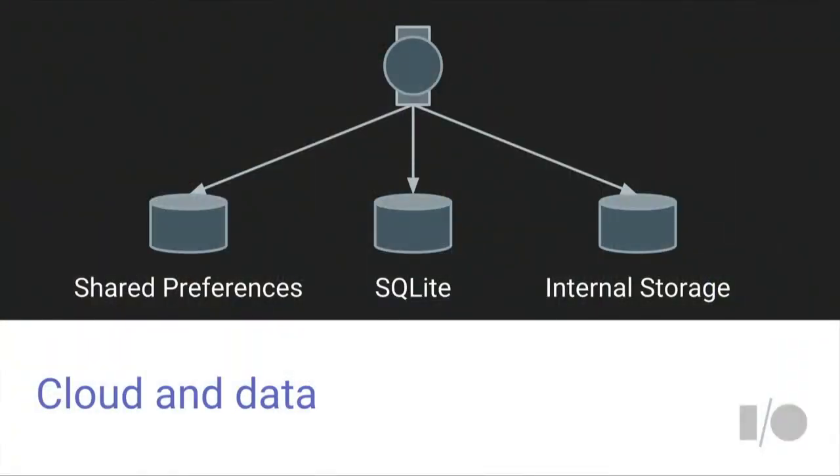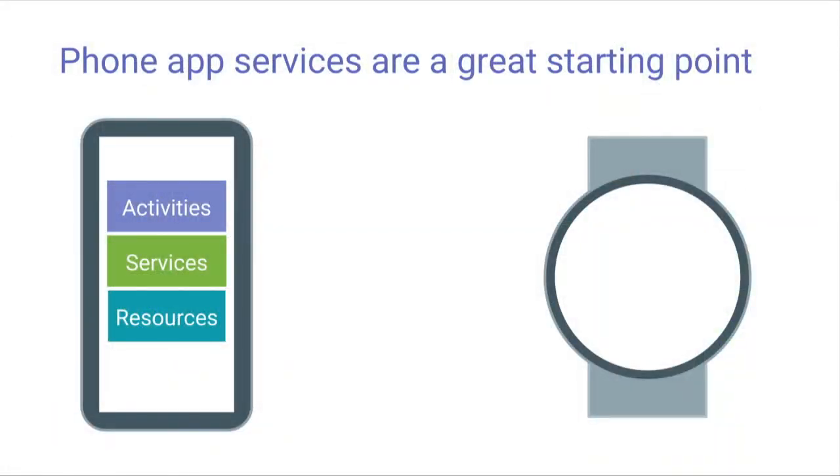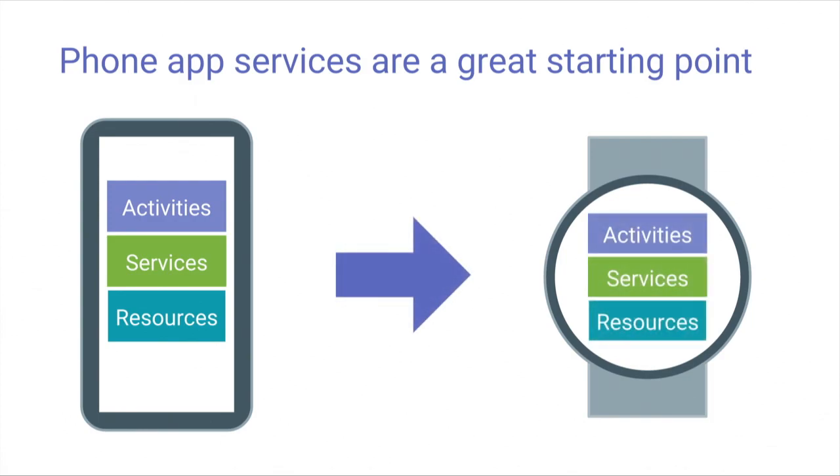Once your data is fetched, you can store it locally on the device, just like on phones, using shared preferences, SQLite, or internal storage. If your Android phone app is well-maintained and tested, you may be better off starting from your existing code base and cutting things out as opposed to starting from scratch.